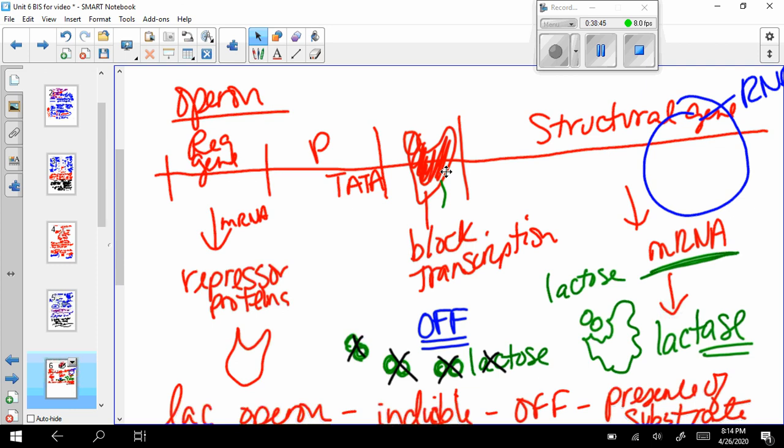So this is a great example of how you could conserve energy. And this is what prokaryotic cells do. Why waste the amino acids to build lactase if you haven't actually eaten any lactose? You shouldn't. So regulation is all about feedback. When I need lactase, I should make lactase. I only need it when I actually have lactose present.